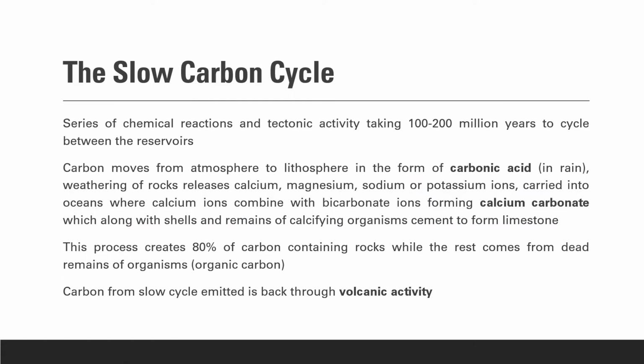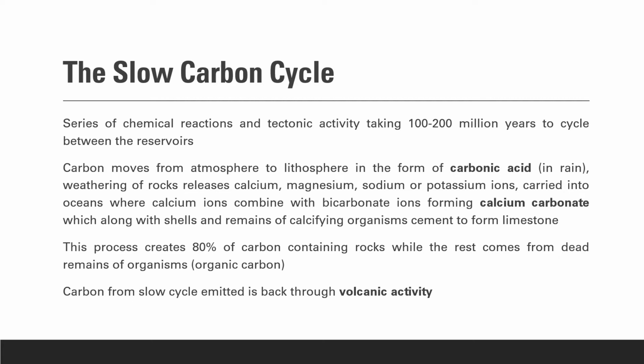Within the carbon cycle, there are two parallel cycles going on. One is the slow carbon cycle, and the other one is the fast carbon cycle. So, the slow carbon cycle is basically a series of chemical reactions and tectonic activity that take at least 100 to 200 million years to cycle between the various reservoirs.